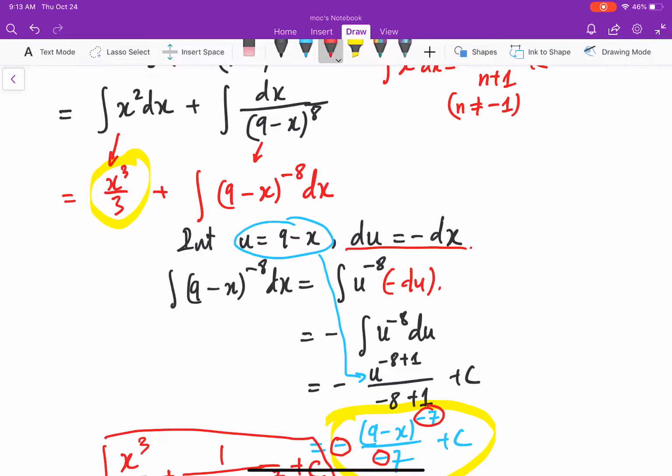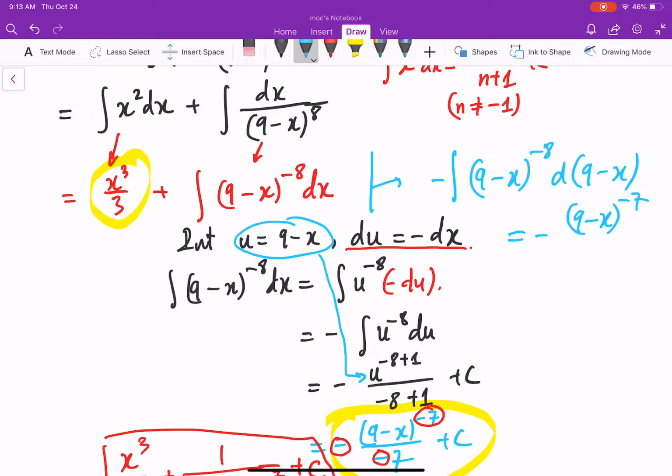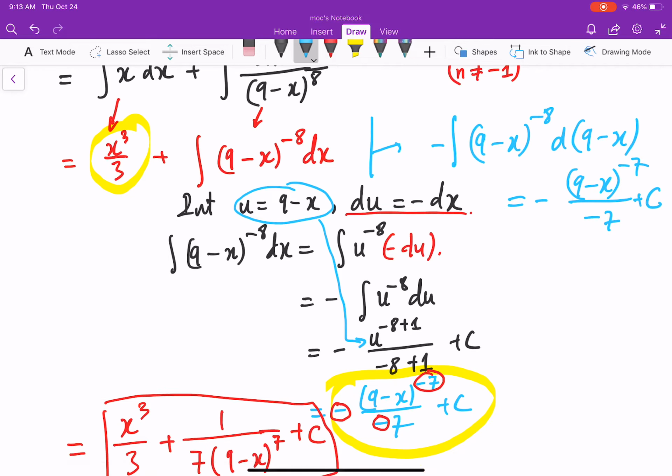Again, if you can see from here, you can write the integral of 9 minus x to the negative 8 d(9 minus x), and then with the negative here, you can write the answer right away. That is just negative (9 minus x) to the negative 7 over negative 7, plus c. So you don't have to do substitution. But anyway, either is good.